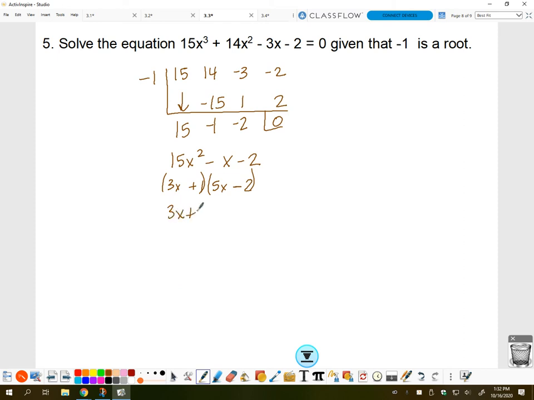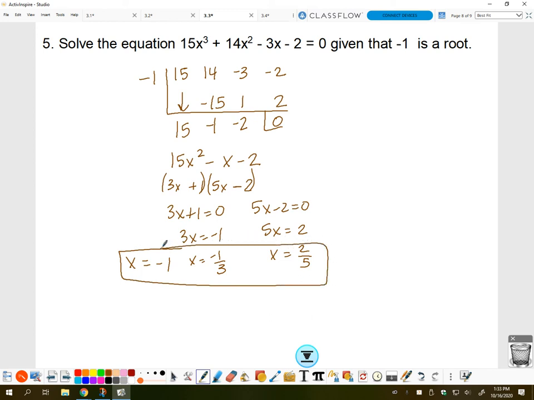So if we say that this equals 0, we get negative 1/3. And if we say that this equals 0, we get 2/5. So if I'm solving, don't forget that they told you negative 1 was a solution. So the 3 solutions to that polynomial are negative 1, negative 1/3, and 2/5. All right, I believe that's it.